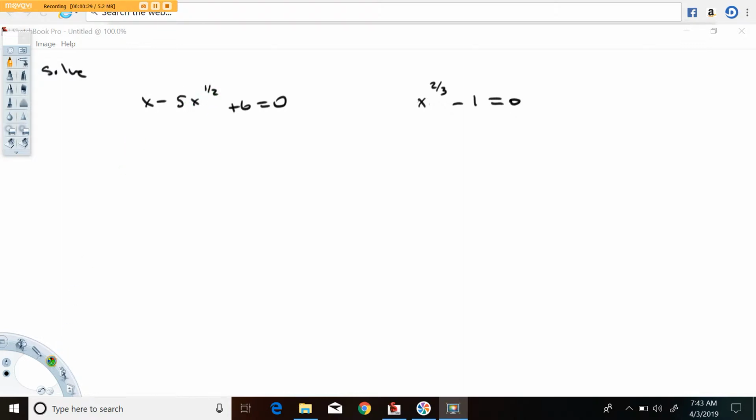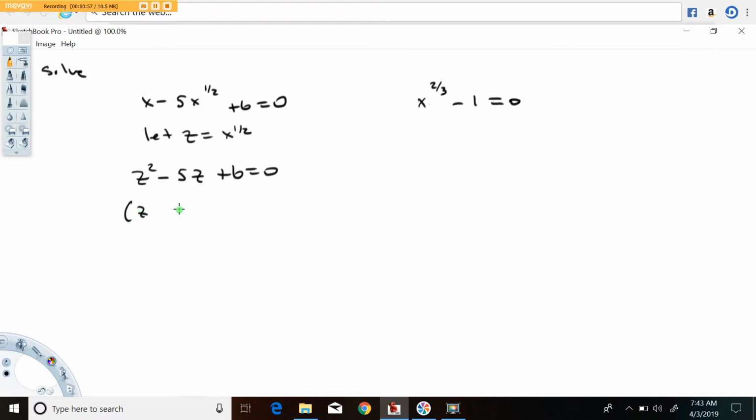So what we're going to do is this substitution here. We're going to let z equal x to the 1/2, because this will become a z and this will become a z squared, and we'll end up with a quadratic. So this is now going to read z squared minus 5z plus 6 equals 0. Now we have an equation that looks hopefully somewhat more familiar. It's quadratic.